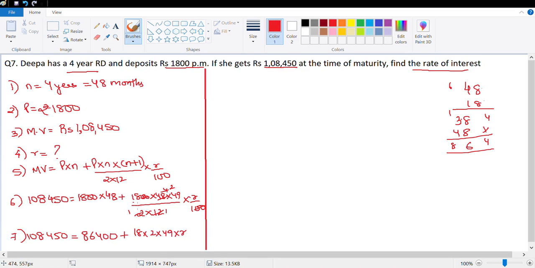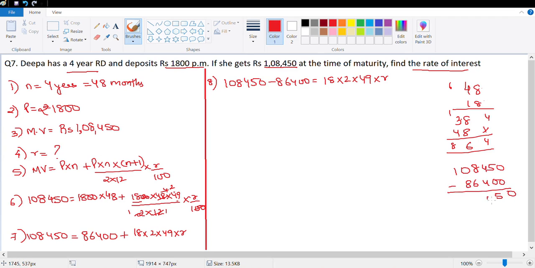Let me reconfirm, 18 into 2 into 49R. That's correct. Now I bring 86,400 on the other side. So it's 108450 minus 86,400 is equal to 18 into 2 into 49 into R. Let's subtract 108450 minus 86,400. 0, 5 minus 0, 5, 4 minus 4, 0, 8 minus 6, 2, 10 minus 8, 2. This is 22,050.